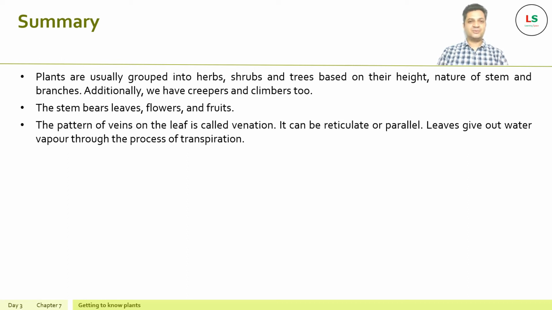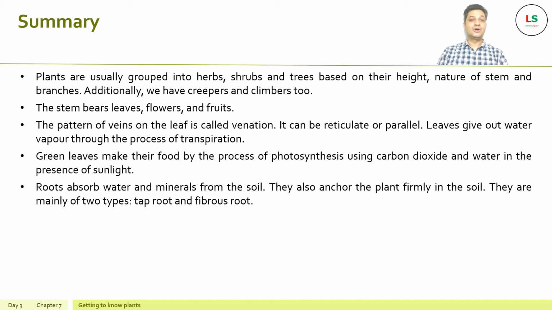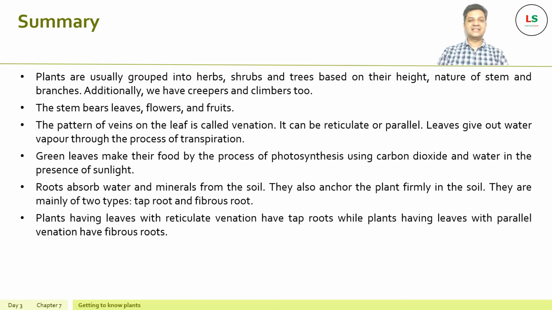Leaves give out water vapor through a process called transpiration. Green leaves make their food by the process of photosynthesis using carbon dioxide and water in the presence of sunlight. Roots absorb water and minerals from the soil. They also anchor the plant firmly in the soil. They are mainly of two types, taproot and fibrous root. Plants having leaves with reticulate venation have taproots, while plants having leaves with parallel venation have fibrous roots.